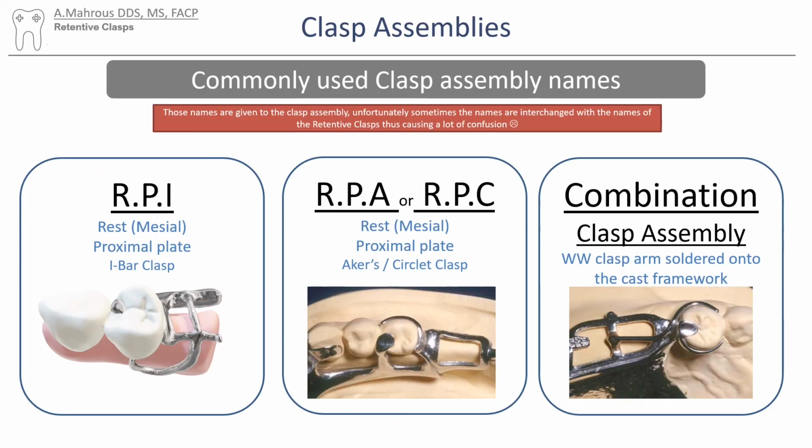Now that we're done with the majority of the clasps, it's important to know that because clasps are one part of the clasp assembly, there have been names given to clasp assemblies in which the clasps play a role. For example, the RPI is a combination of a mesial rest, a proximal plate, and an I-bar clasp. The RPA clasp is a combination of a mesial rest, a proximal plate, and an Akers or a CC clasp. And the combination clasp assembly is given to the combination of a wrought wire clasp to a cast frame.